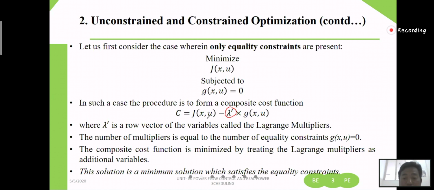Then after that, you have to solve this composite cost function. When you solve this, you will get one solution. That solution is a minimum solution which satisfies the equality constraint. So if you get this solution, it will be the minimum solution which will satisfy the equality constraint. This is how we can carry out the optimization considering an equality constraint.